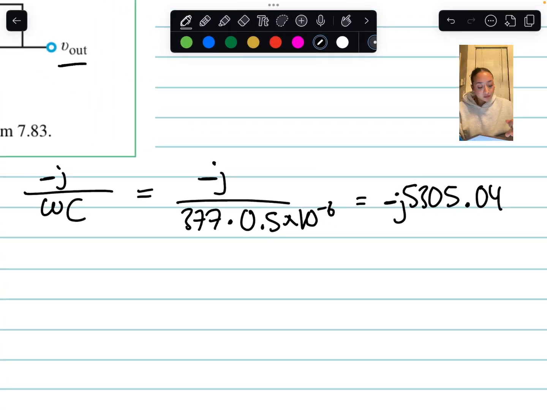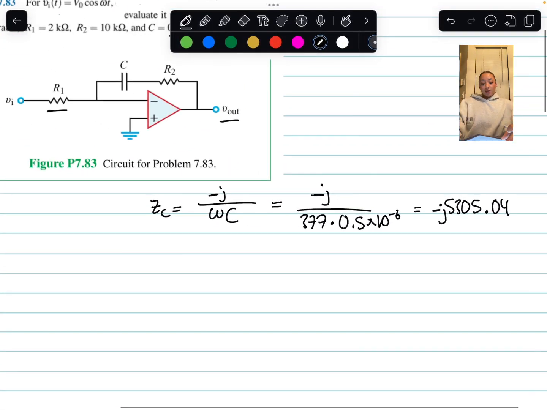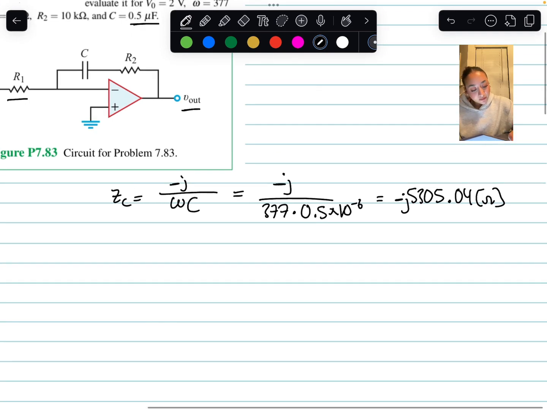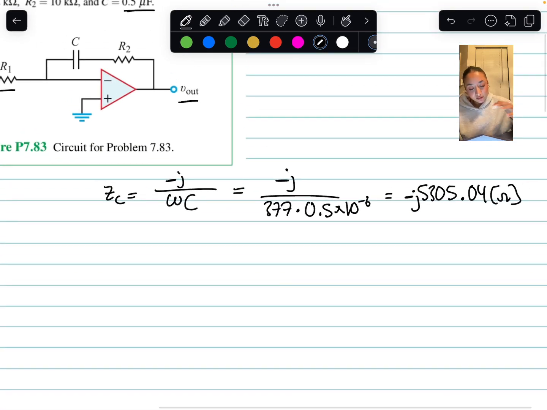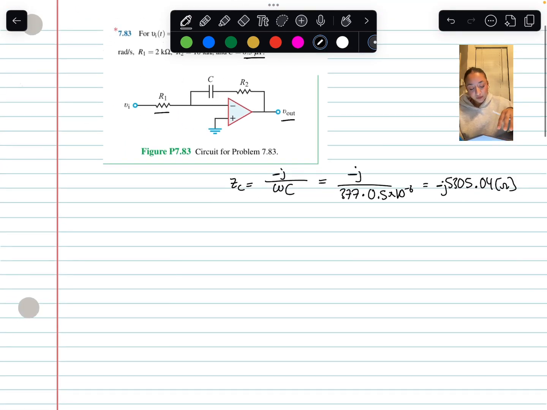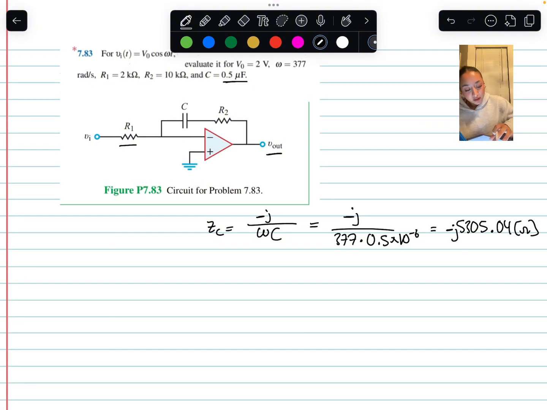Let me just make sure I'm recording. So I'm going to put the J in front. Now we have our capacitor impedance, and it's in ohms. I'm going to redraw the circuit and write down all the values just so it can give me some clarity. And V out.